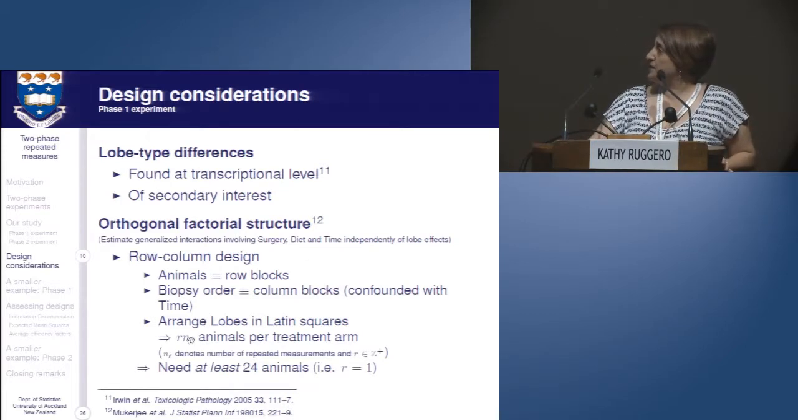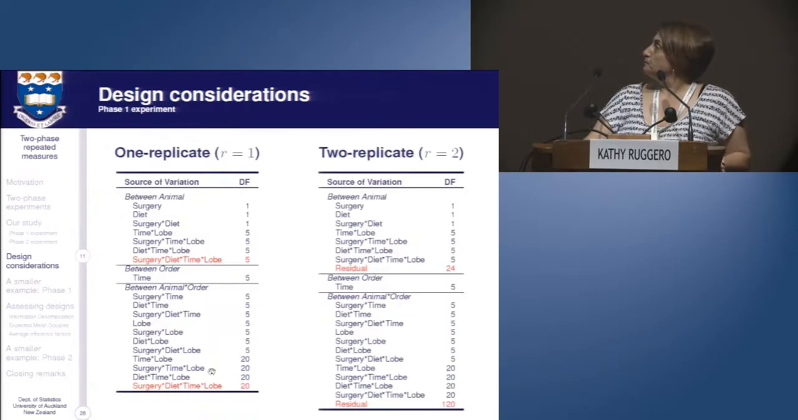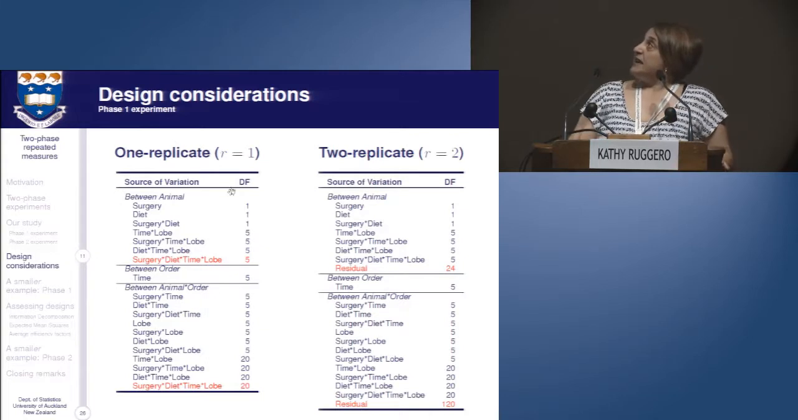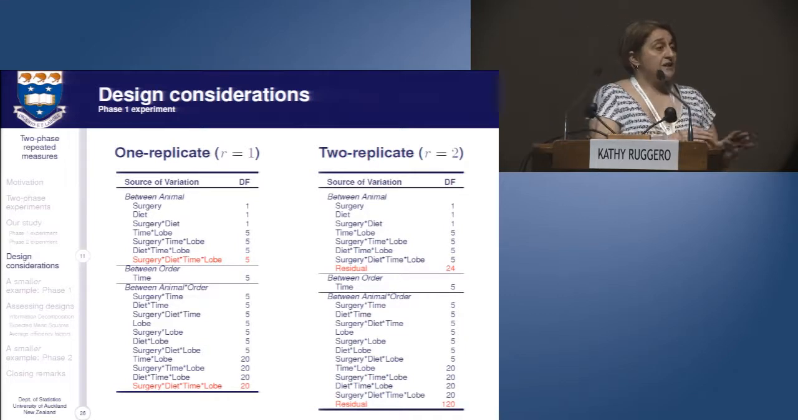So if I want to achieve this orthogonal factorial structure, then I need to have integer multiples of the number of lobes and equivalently the number of times. So if I want one complete replicate, then R is 1. So what we have here is the analysis of variance table looking at the decomposition of the information about our main effects and our interactions.